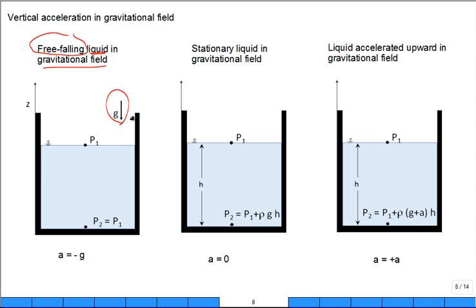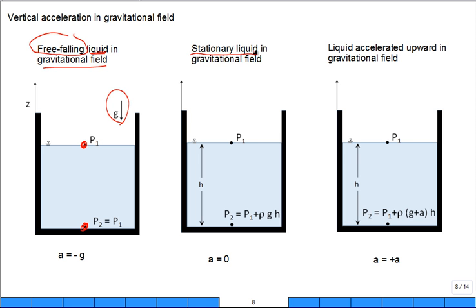9.81 meters per second squared, 32.2 feet per second squared. What will be the pressure difference between the top and the bottom of the tank of water in free fall? Will there be a difference in the pressure between P2 and P1? Yes. Now let's make it stationary.